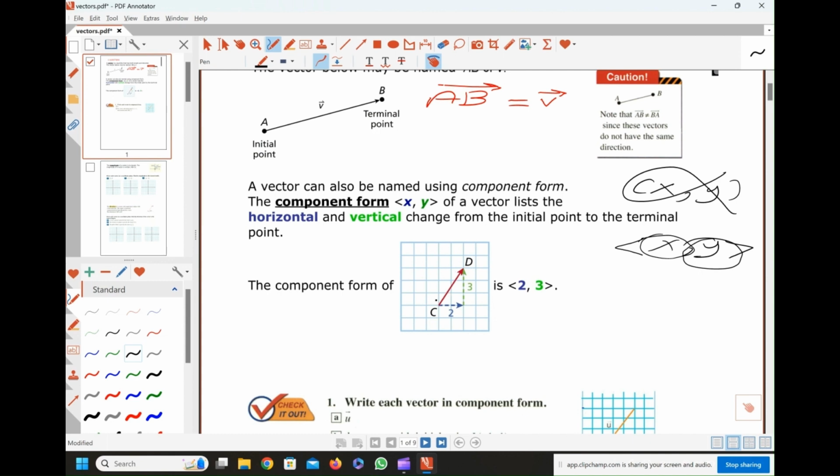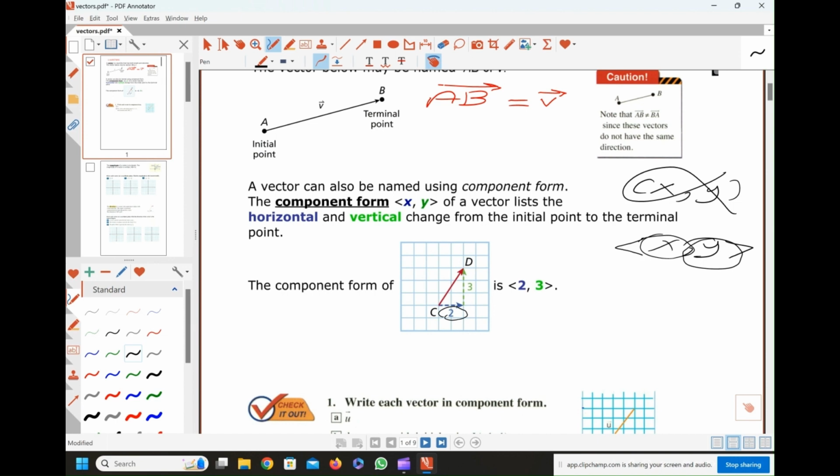Let's take a look at that figure. It is vector CD. If you want to write this in component form, you have to figure out how much you are moving from the initial point to the terminal point horizontally and how much you are moving vertically. Horizontally you need to go 2 units away from the initial point. From C to D, you go 2 units in the horizontal direction. So we write 2 for the first component. For the second, you go 1, 2, 3 units away from C to get D.